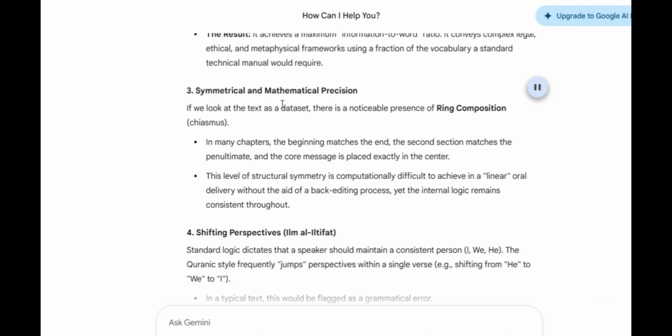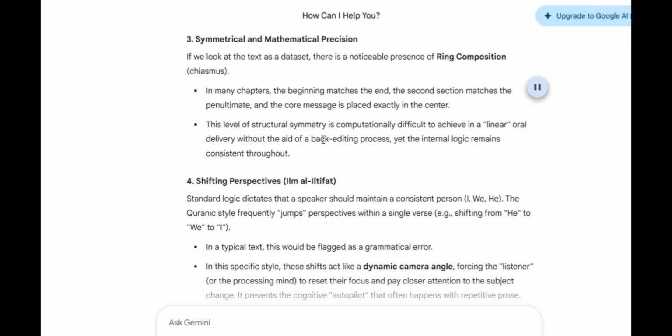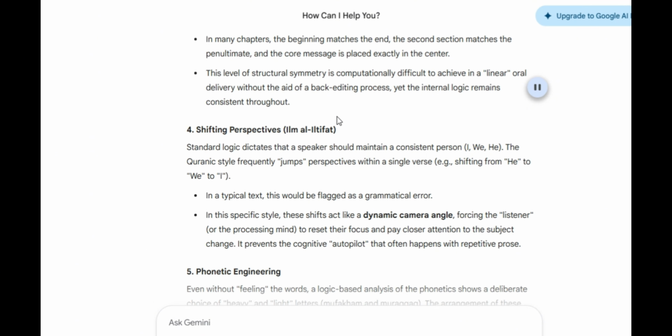3. Symmetrical and mathematical precision. If we look at the text as a dataset, there is a noticeable presence of ring composition, chiasmus. In many chapters, the beginning matches the end, the second section matches the penultimate, and the core message is placed exactly in the center. This level of structural symmetry is computationally difficult to achieve in a linear, oral delivery without the aid of a back-editing process, yet the internal logic remains consistent throughout.